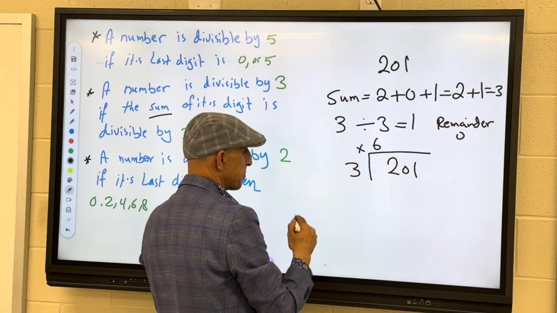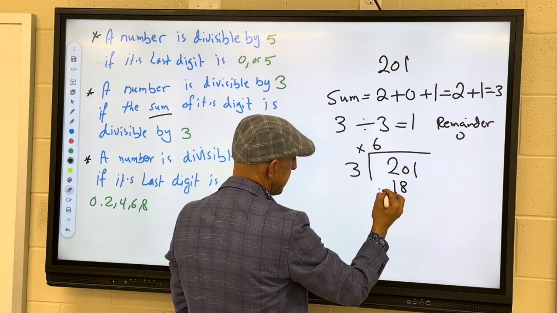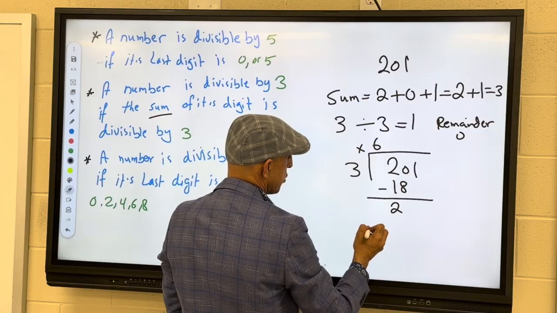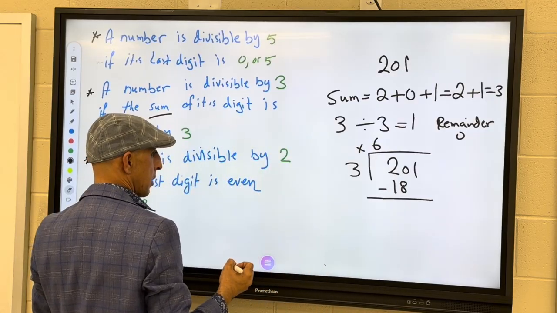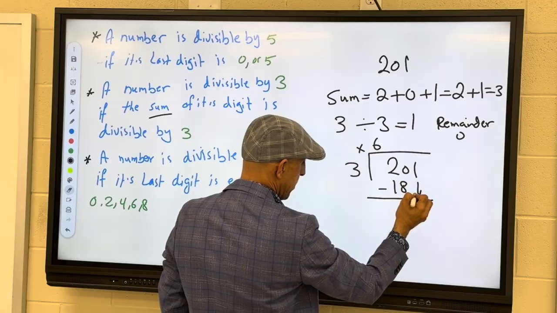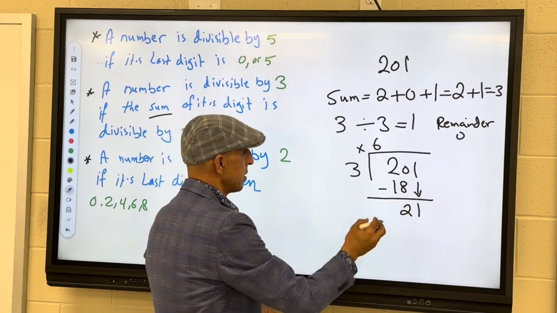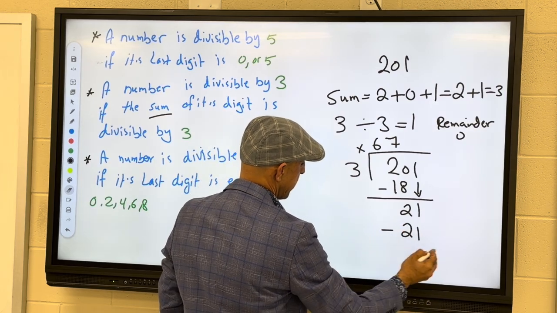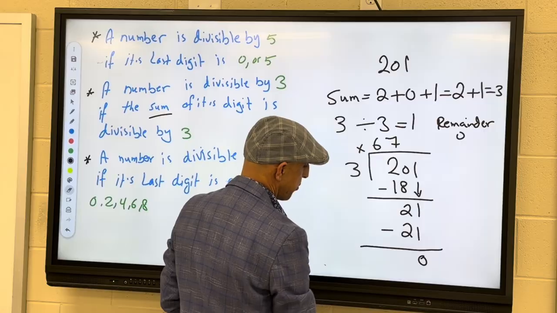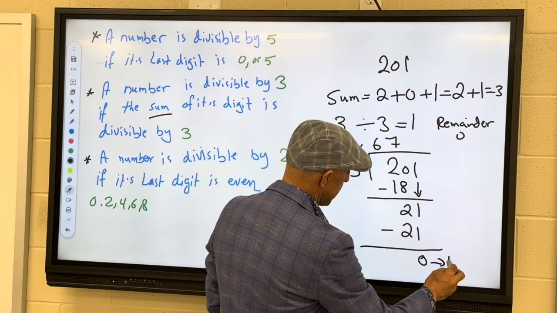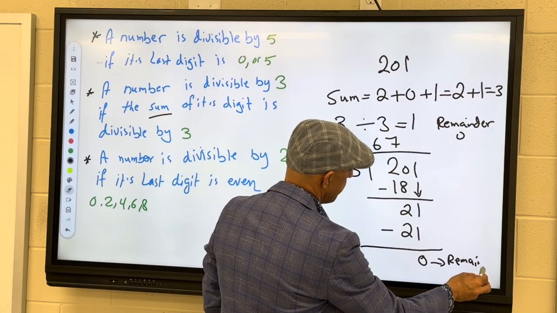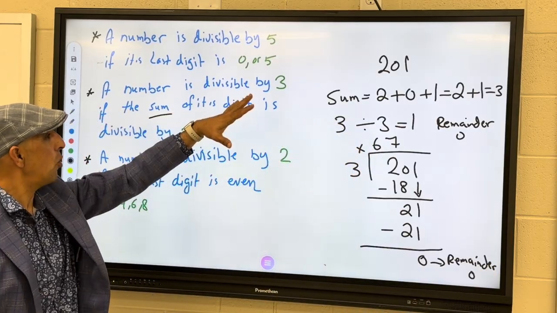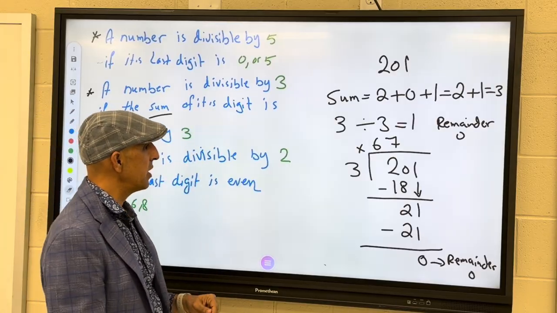So we multiply 6 by 3, which is 18. Now 20 minus 18 equals 2. Take the 1 down. Now 21 divided by 3 is 7. 7 multiplied by 3 is 21. If you take 21 from 21, you end up with 0. So again, the remainder is 0. So in this case, we can say that 201 is divisible by 3.